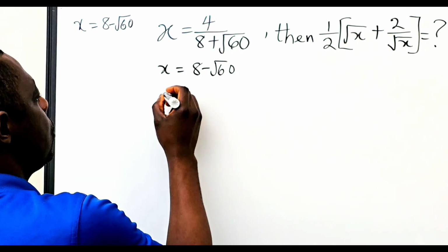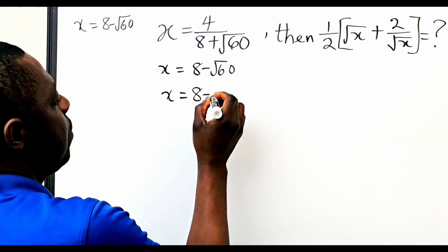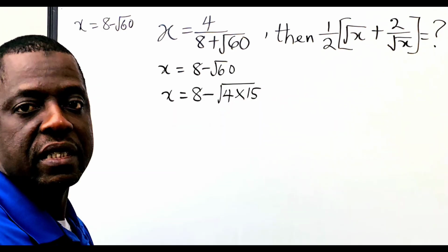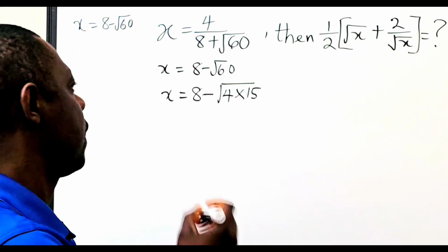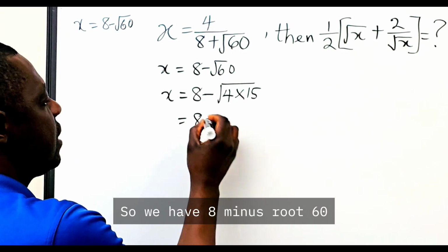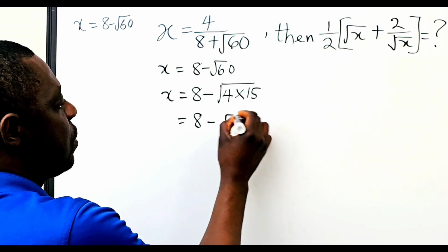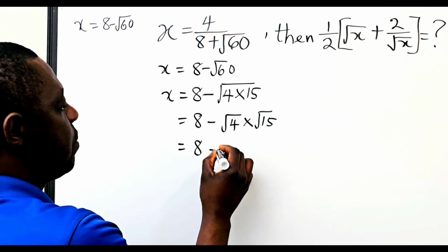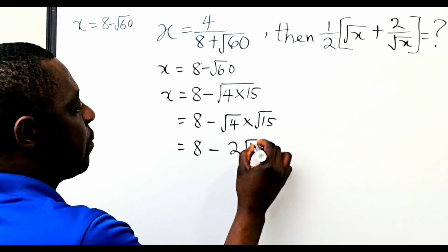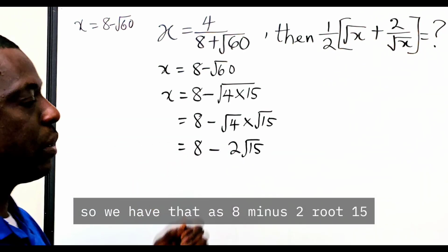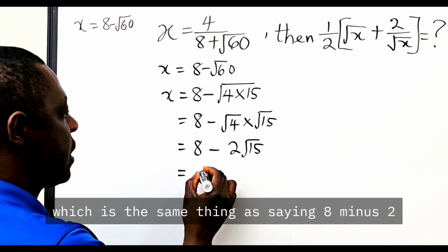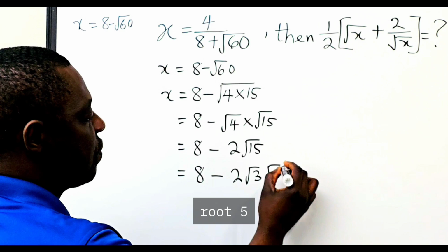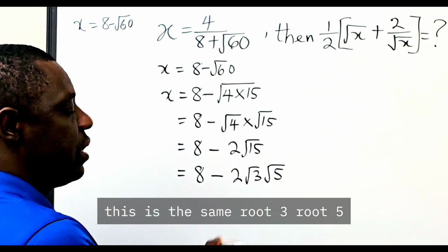We know that x is equal to 8 minus root 60, which is the same thing as 4 times 15. If we separate this, we have root 4 times root 15. And this is going to give us 8 minus 2 root 15, which is the same thing as saying 8 minus 2 into root 3 root 5.